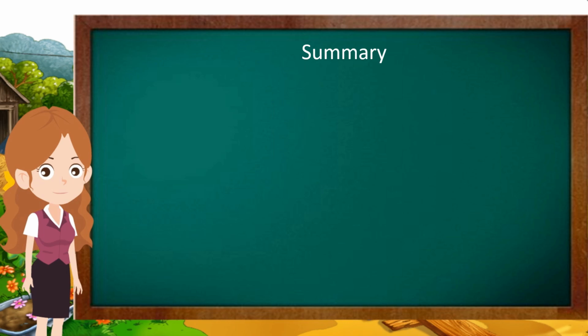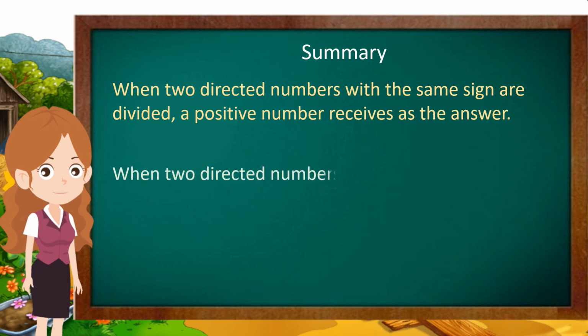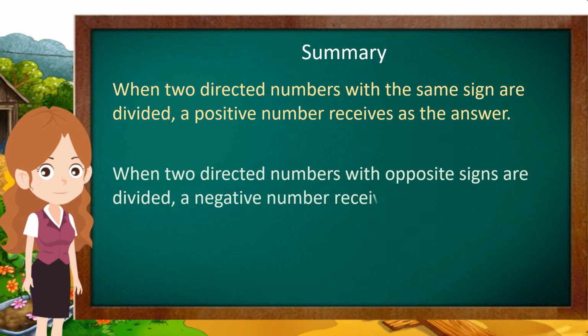When two directed numbers with the same sign are divided, a positive number is the answer. When two directed numbers with opposite signs are divided, a negative number is the answer.